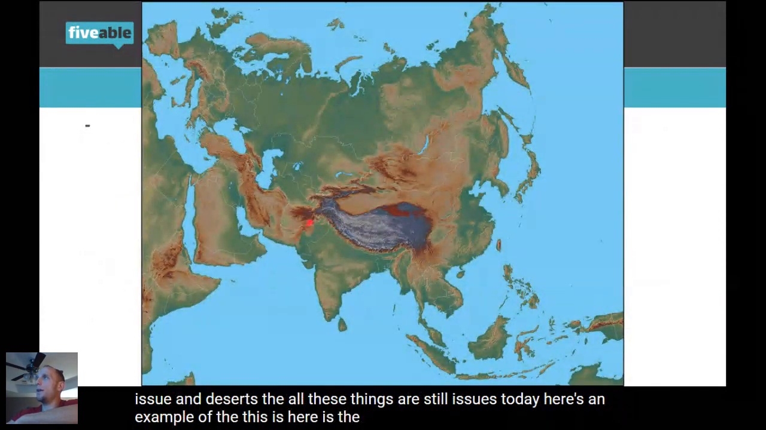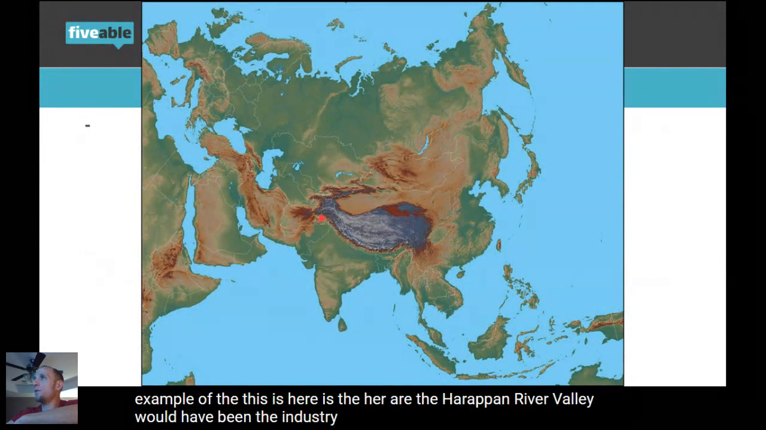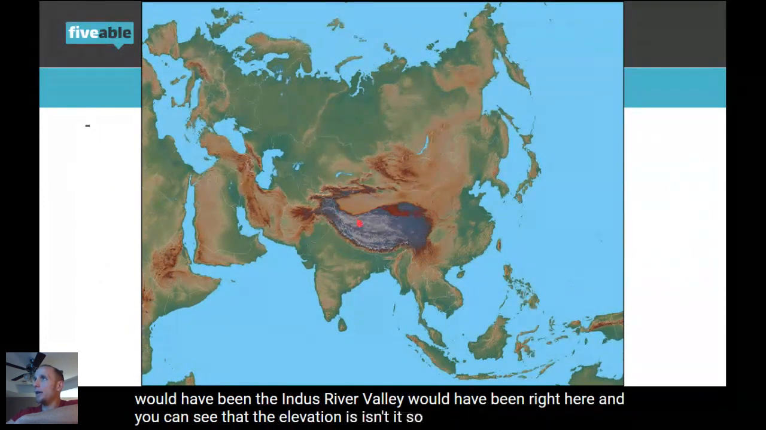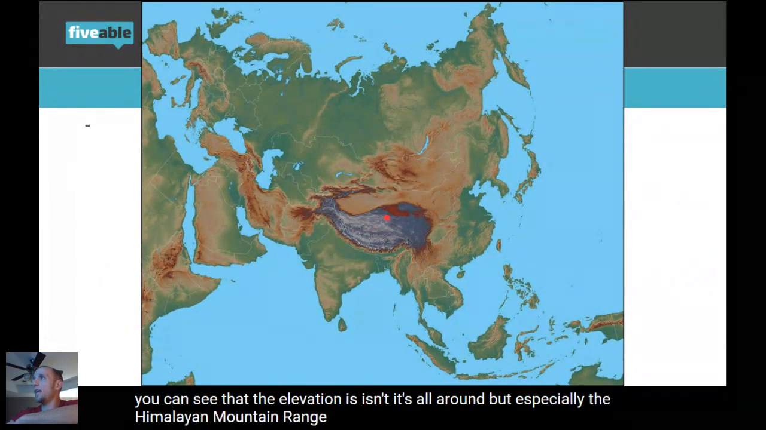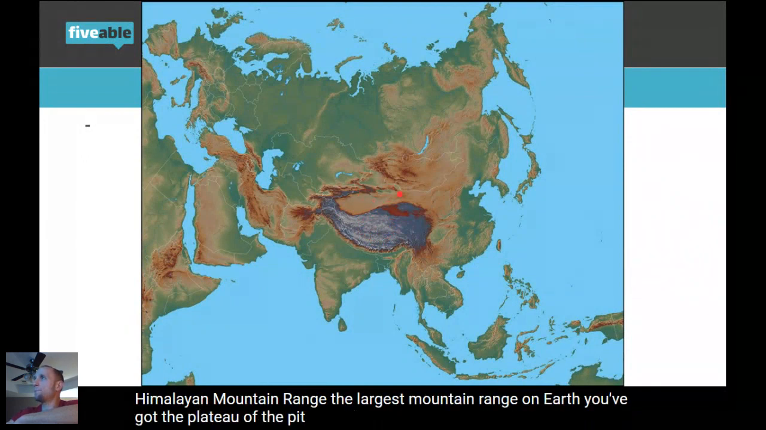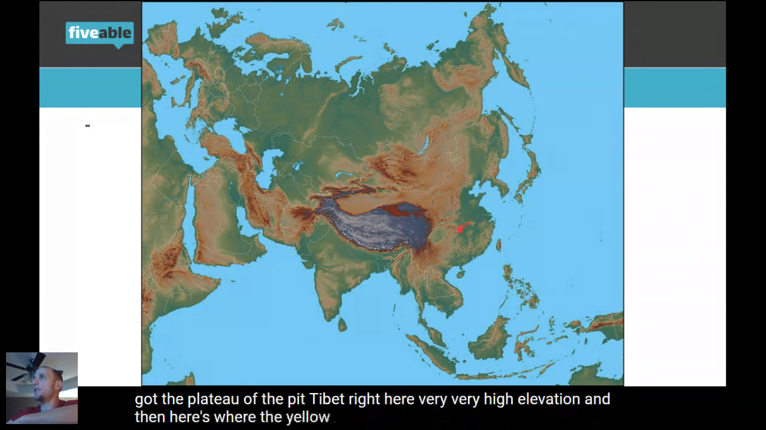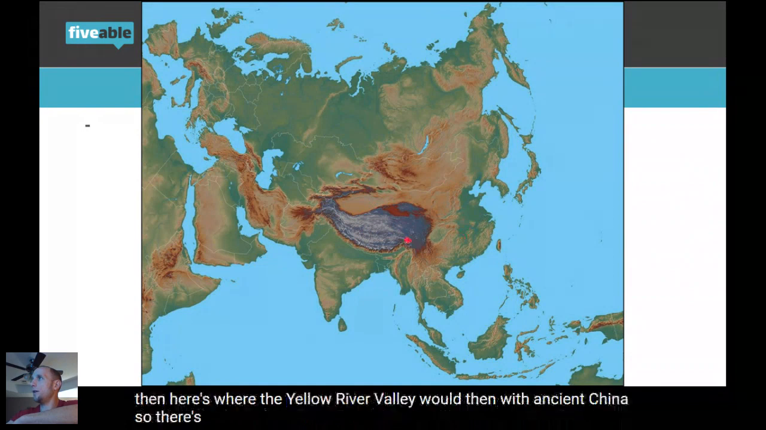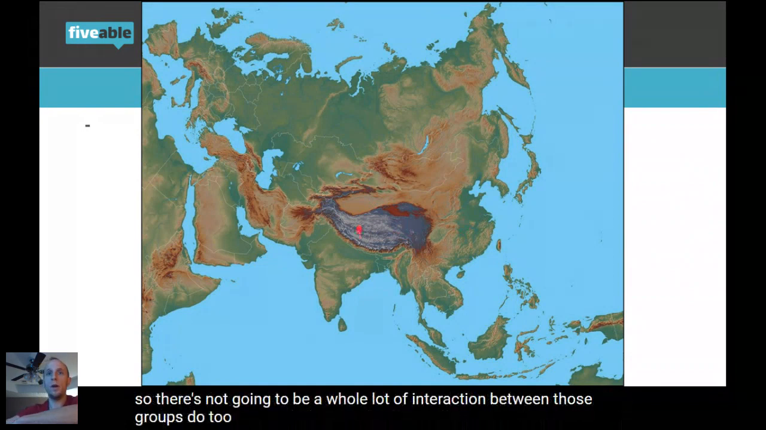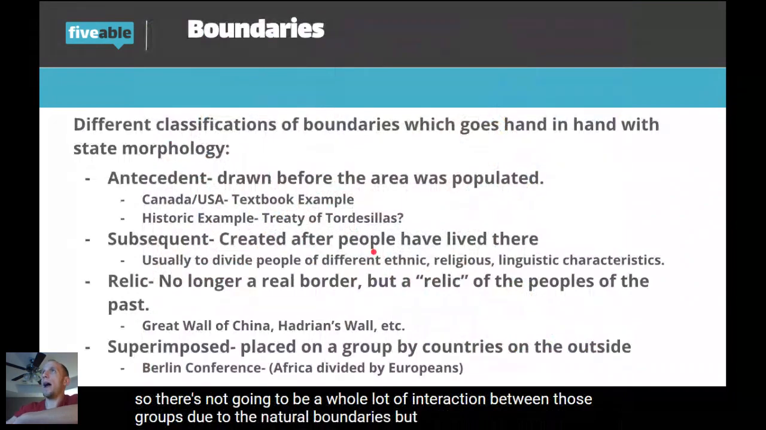Here's an example of where the Harappan River Valley would have been. The Indus River Valley would have been right here, and you can see that the elevation is intense all around, but especially the Himalayan mountain range, the largest mountain range on Earth. You've got the plateau of Tibet right here. Very, very high elevation. And then here's where the Yellow River Valley would have been with ancient China. So there's not going to be a whole lot of interaction between those groups due to the natural boundaries.